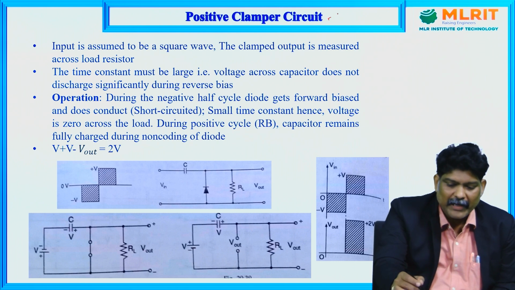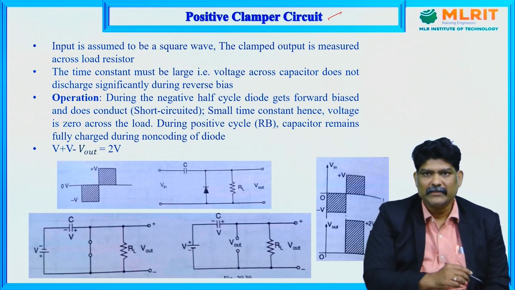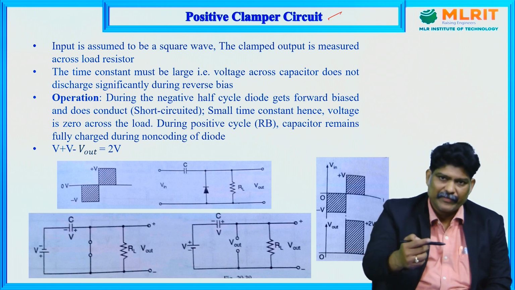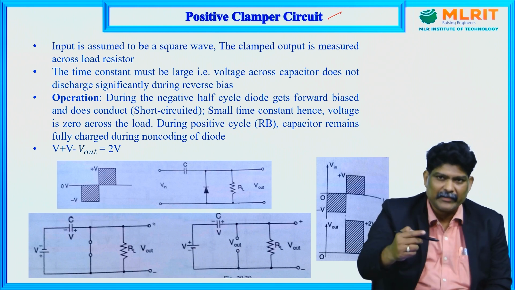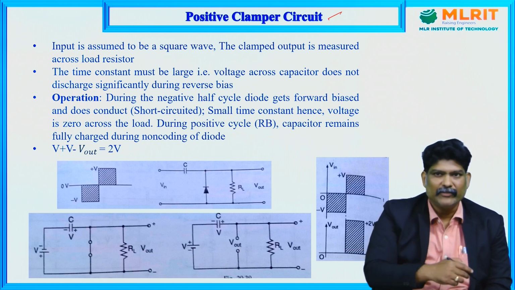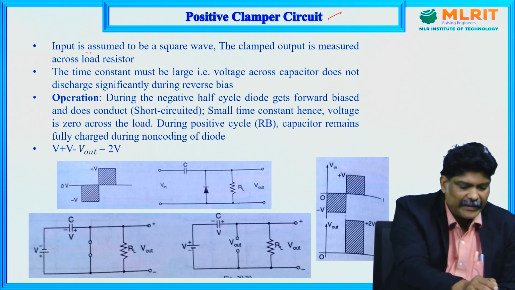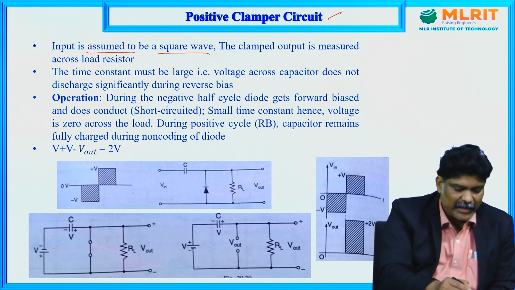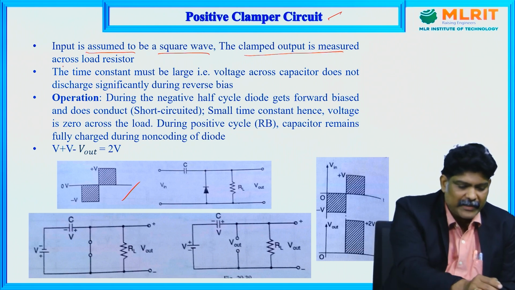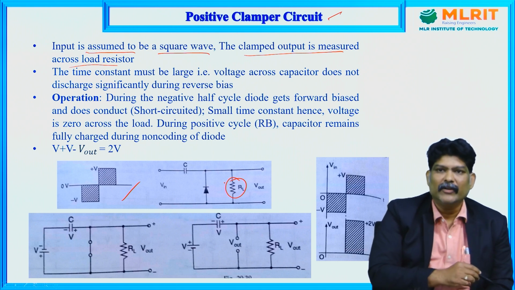Now let us see the types of clampers. We have two types of clampers, positive clamper and negative clamper, and again positive clamper with positive reference, positive clamper with negative reference, negative clamper with positive reference and negative clamper with negative reference. All these four types let us discuss. The input is assumed to be a square wave. The clamped output is measured across the load resistor, so across this load resistor we will measure Vout.